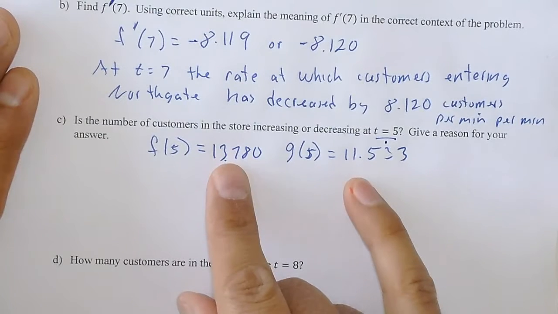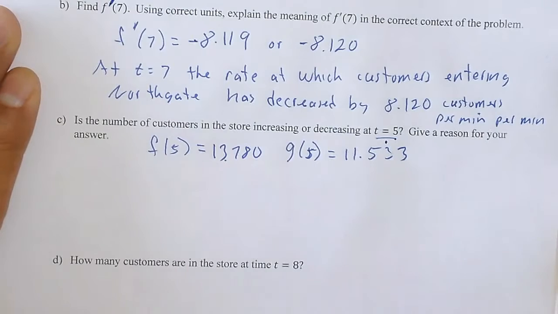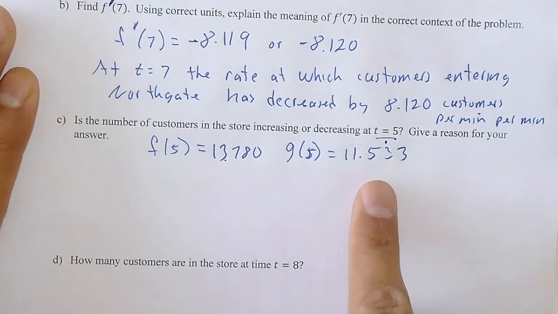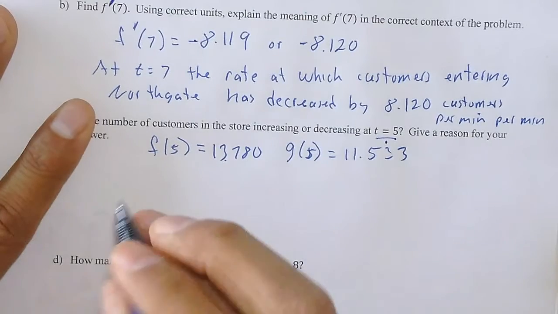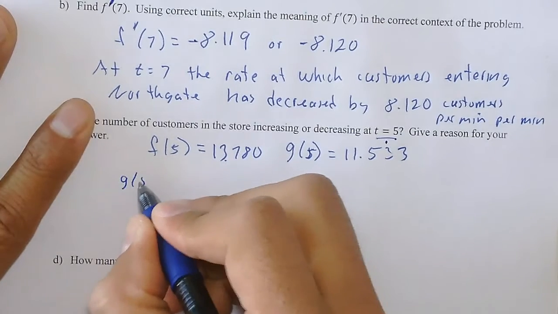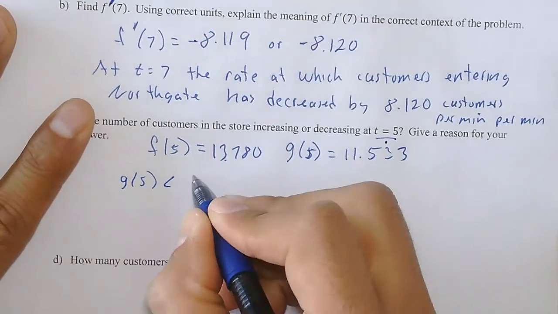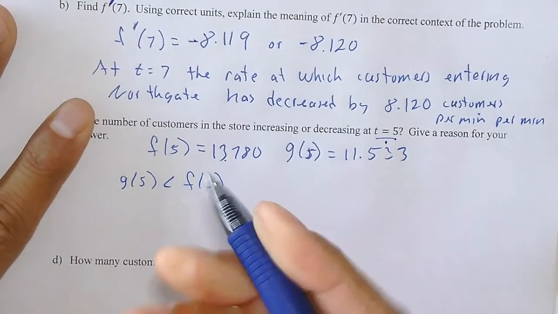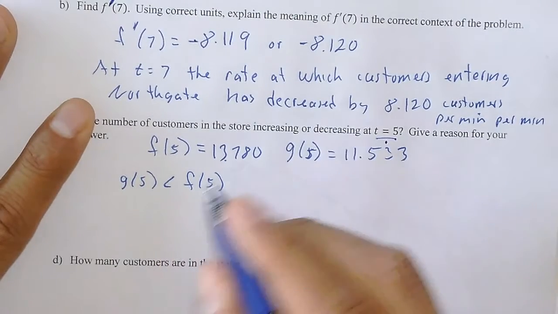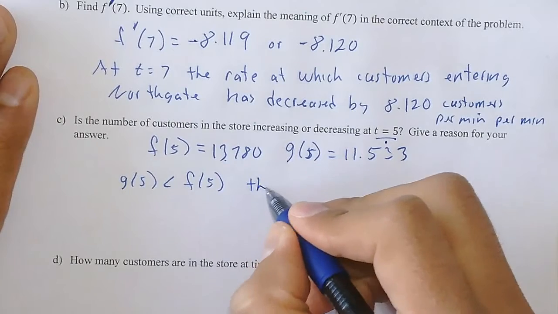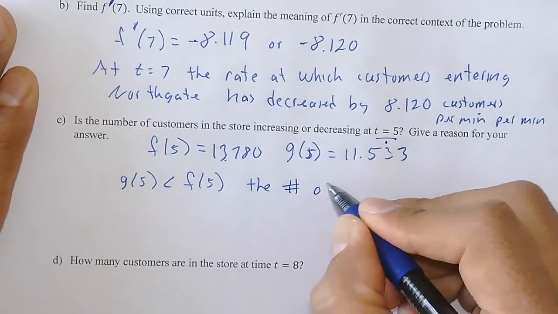The number of customers in Northgate is increasing. F of 5 is bigger than G of 5. More people coming in than coming out. Next one.